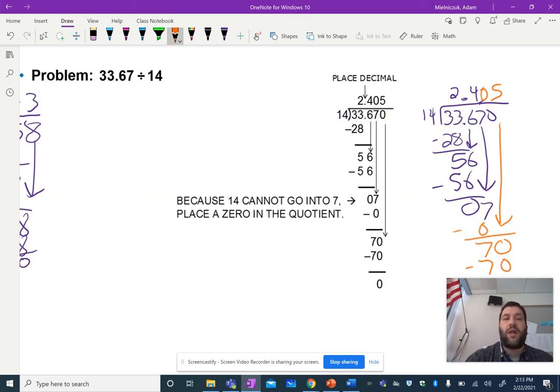So just be careful of that placeholder. Again, it's talked about right here because 14 cannot go into 7. Place a 0 in the quotient.